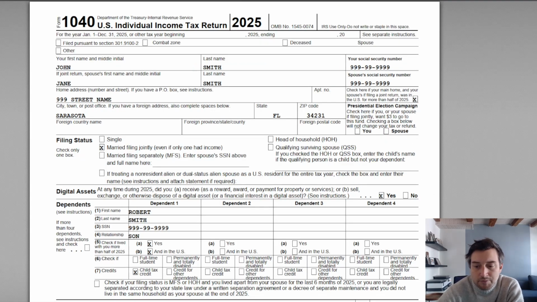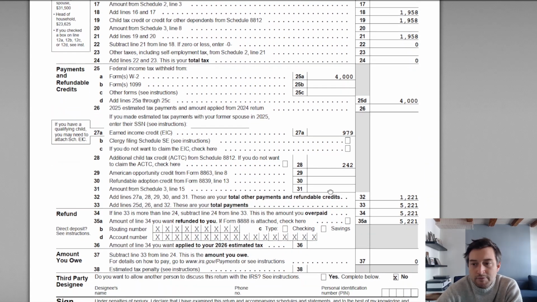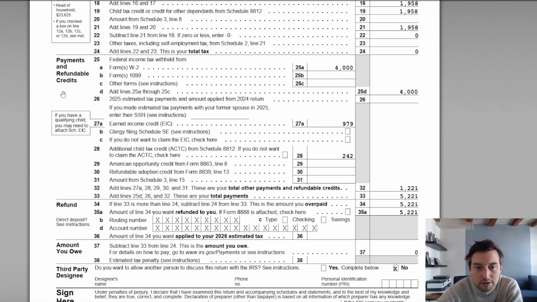We go back to page 2 of the Form 1040, and we can see here in the payments and refundable credit section, we've got our line 27A EIC amount, 27A $979. So this is a refundable credit. It is increasing their tax refund for the year, so they're getting that $979 back. All right, so that's all of it.